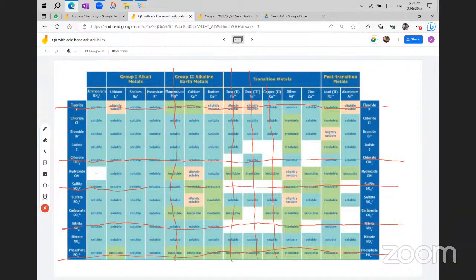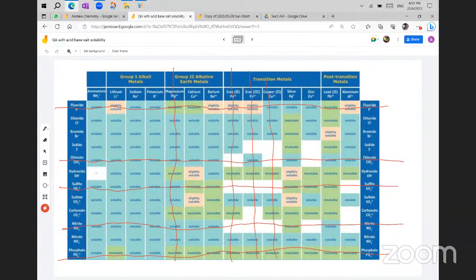Except for silver, Ag plus. Very good. And for Pb 2 plus, it is slightly soluble. Very good. Wonderful. For your syllabus, for some reason, they think of it as insoluble. So slightly soluble is almost similar to insoluble, at least for Pb.